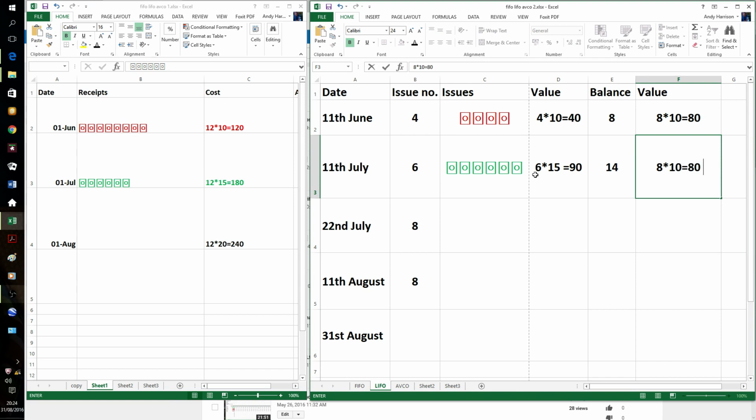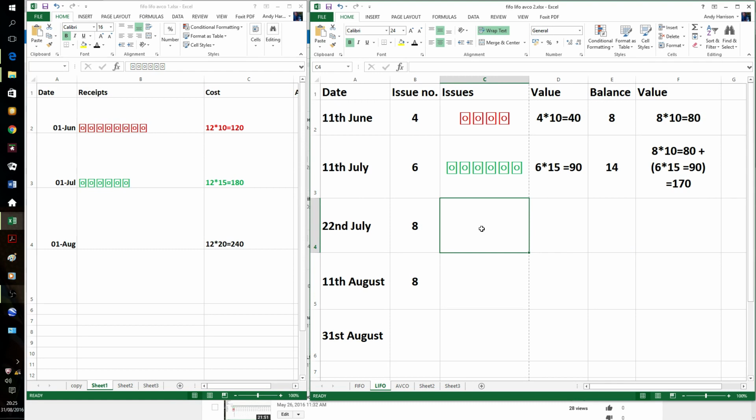Those are still there. And then we've got 6 times 15. Which means we've got a total of 170. So we've still got, in accounting terms, the old batch, and we've got 6 of the new one. So matching up to that, total of £170.